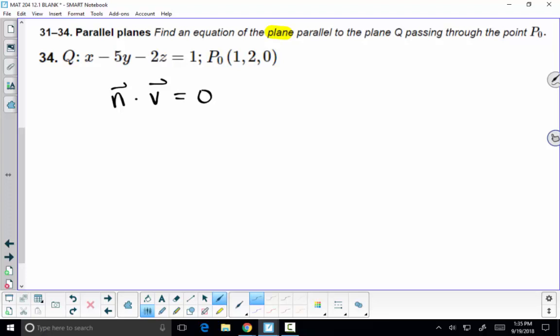So anytime you've got a point that's in your plane, you can build that displacement vector really simply by doing exactly that.